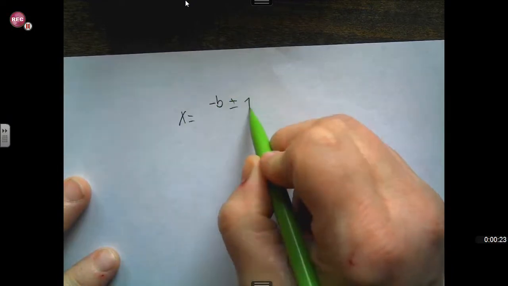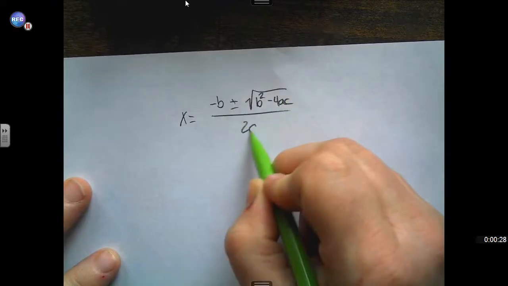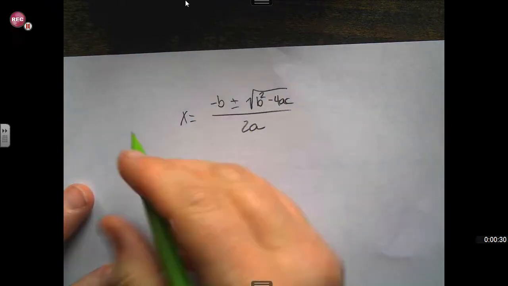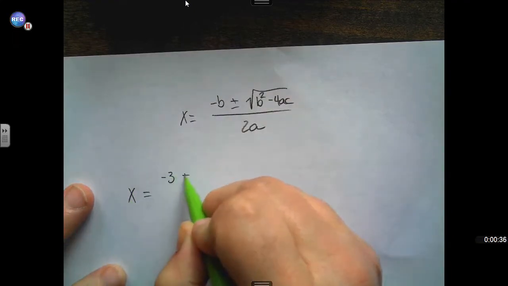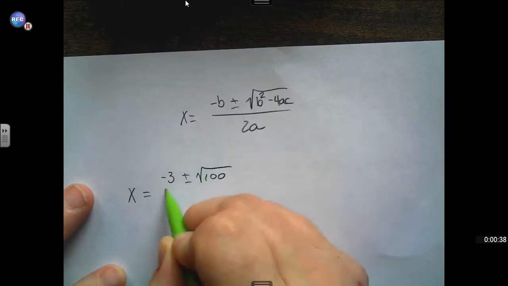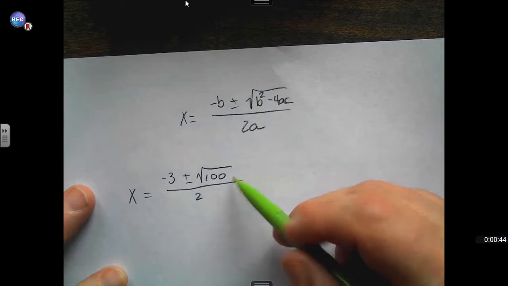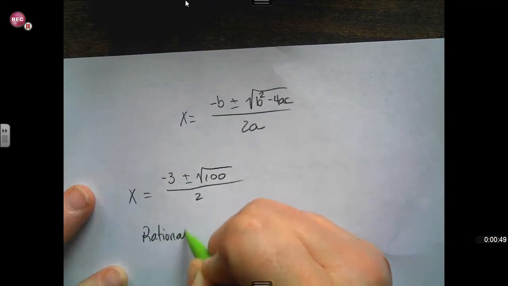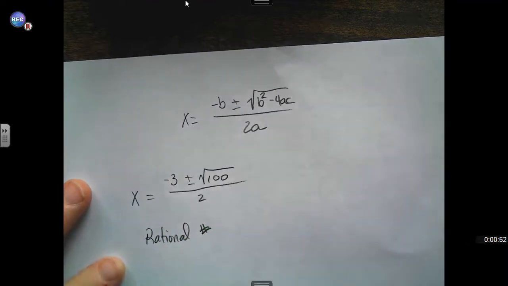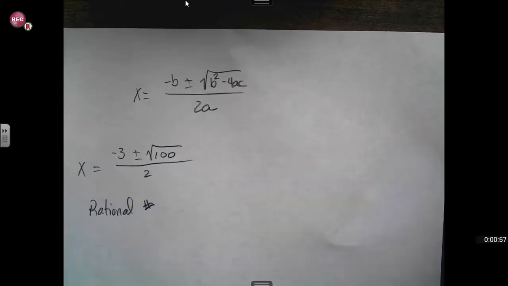The quadratic formula is the opposite of b plus or minus the square root of b squared minus 4ac all over 2a. And sometimes when we plug in all those numbers, we end up with something like negative 3 plus or minus the square root of 100 all over 2. And 100 is a perfect square. And so what we get is a rational number as our answer. Okay? Or a fraction, if you will. Or even a whole number. A whole number can be written as a fraction.